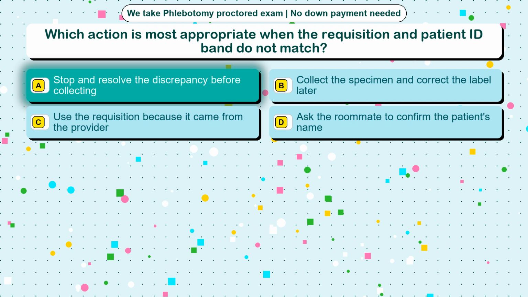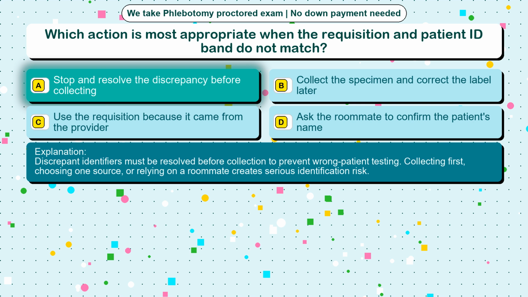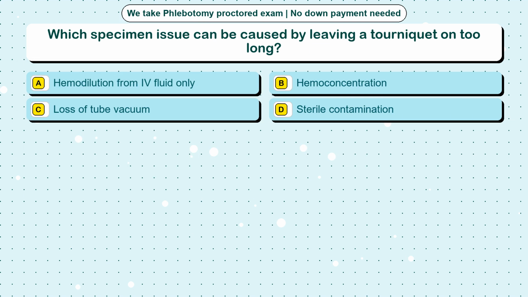Stop and resolve the discrepancy before collecting. Discrepant identifiers must be resolved before collection to prevent wrong patient testing. Collecting first, choosing one source, or relying on a roommate creates serious identification risk. Question 80. Which specimen issue can be caused by leaving a tourniquet on too long?